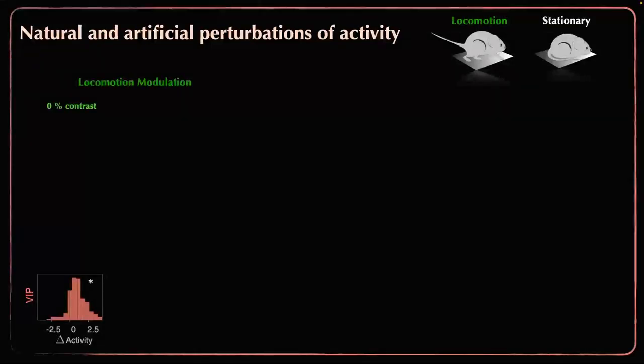You can see this, right? So yeah, sorry, the zero is not center, but this is zero here. This is the distribution of changes in activity of VIP cells when the animal is running or not running. So you have an animal, it's running, you record the cells, you subtract the activity when the animal is not running, you make a histogram, and this is what one gets.